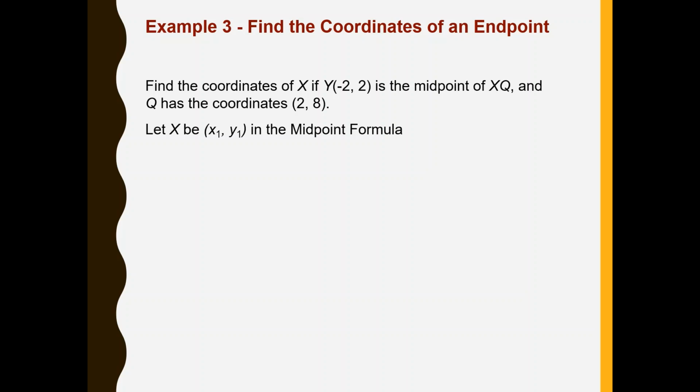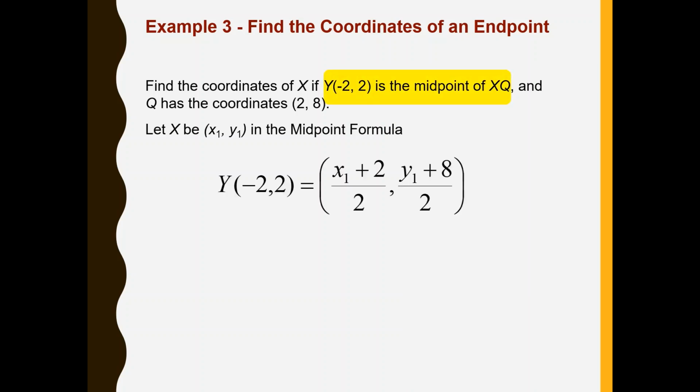This example has us work a little bit backwards. We are asked to find the coordinates of one of the endpoints given the midpoint itself. So let's set up our midpoint formula. We were given the midpoint, and we were given the second endpoint. We will use x1 and y1 for the coordinates of x, which is what we've been asked to find.